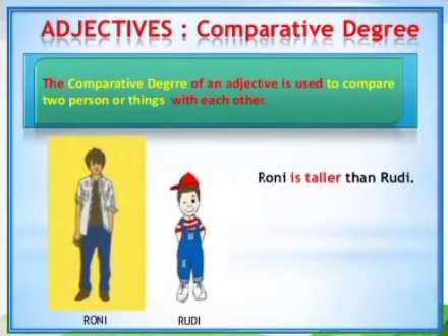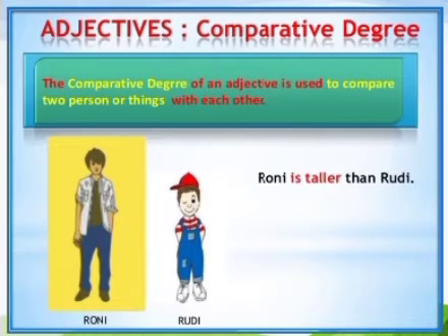Now let's talk about comparative degree. The comparative degree of an adjective is used to compare two persons or things with each other and in the same respect. Now here you look at the boy Ronnie, and this boy is Rudy. Who is tall? He is tall, but if I am comparing the height of both the boys, who is taller? I am comparing these two boys on the terms of their height, then Ronnie is taller than Rudy. Here, taller is the comparative degree.